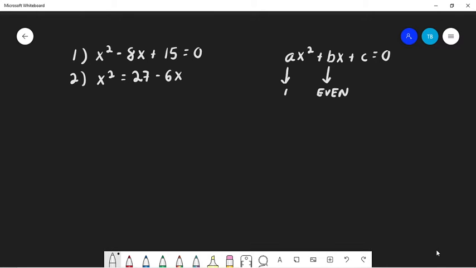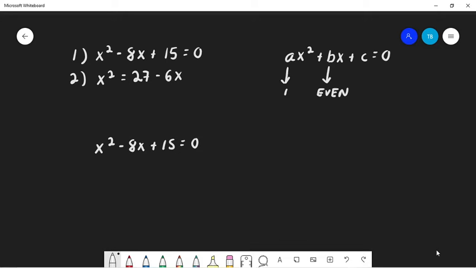So the basic idea in using this method is to create an equation with the square of a binomial so that we can easily isolate for x. So let's see how that's done. I will copy number 1 down here. So we have x squared minus 8x plus 15 is equal to 0.